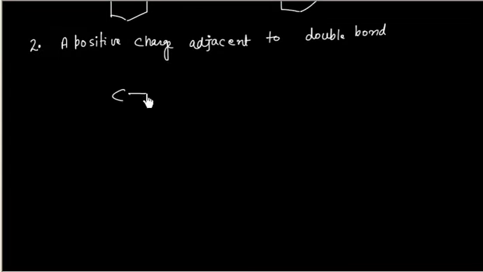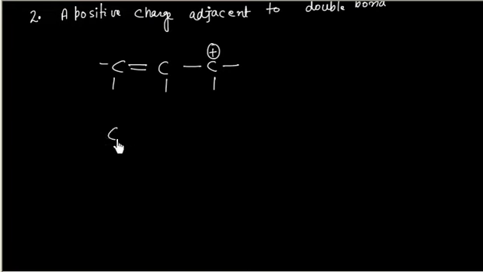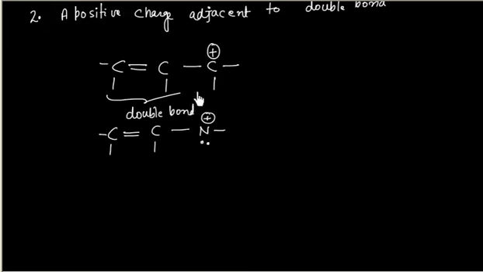So let us say if I have something like this. This carbon contains a positive charge. Instead of carbon, we can also have some other atom. For example, let us say if I have nitrogen, so a positive charge adjacent to the double bond, so we have a double bond, and this atom contains a positive charge.